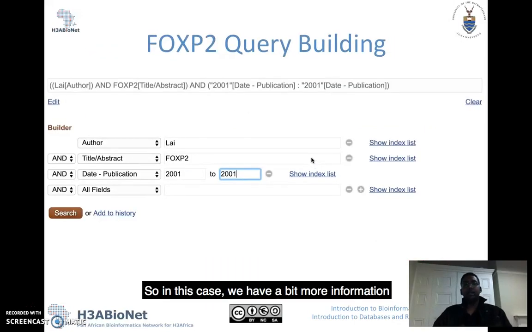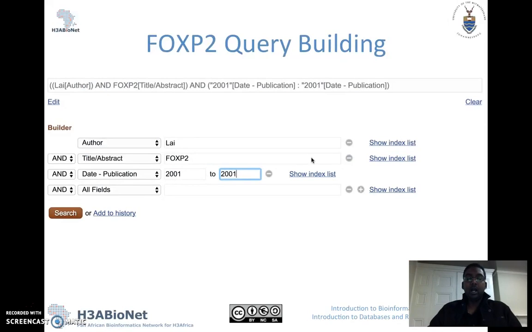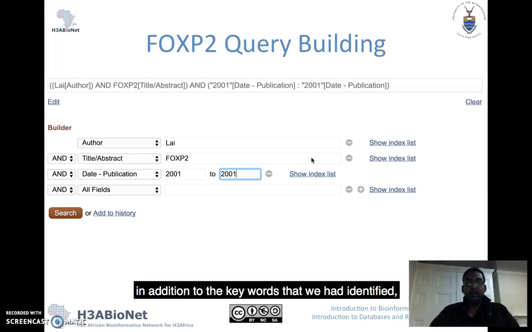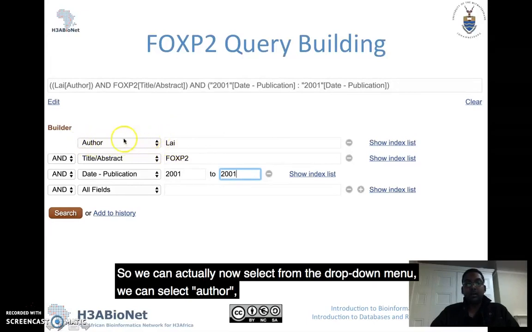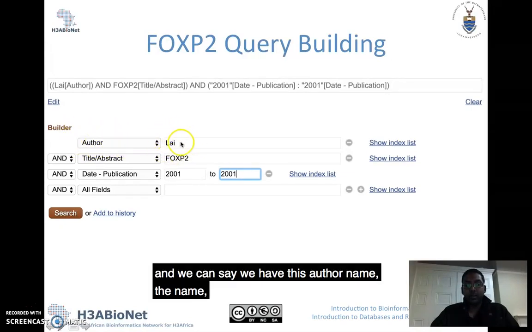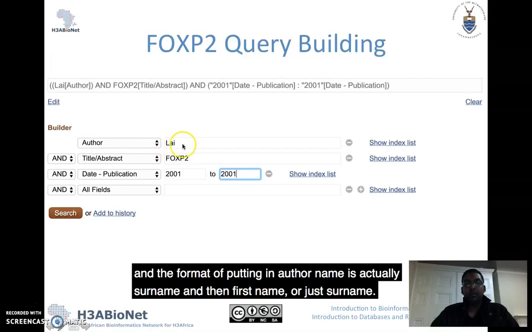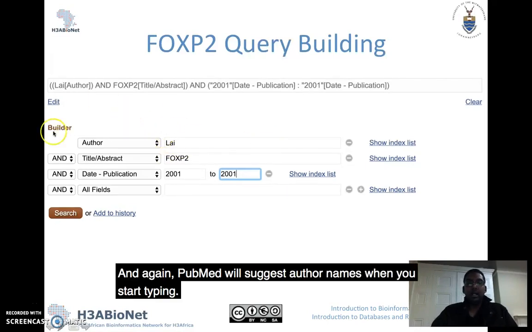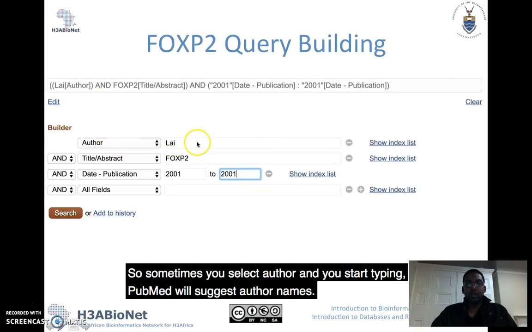Okay. So in this case, we have a bit more information in addition to the keywords that we identified. So here we now have an author name. So we can actually now select from the drop-down menu, we can select author, and the format of putting in an author name is actually surname and then first name, or just surname. And again, PubMed will suggest author names when you start typing.